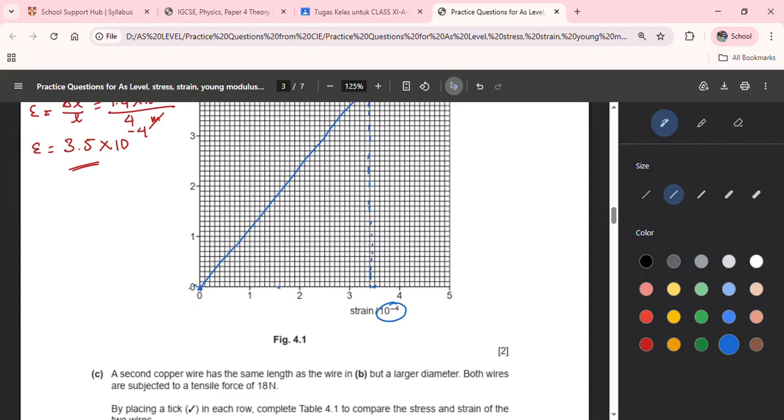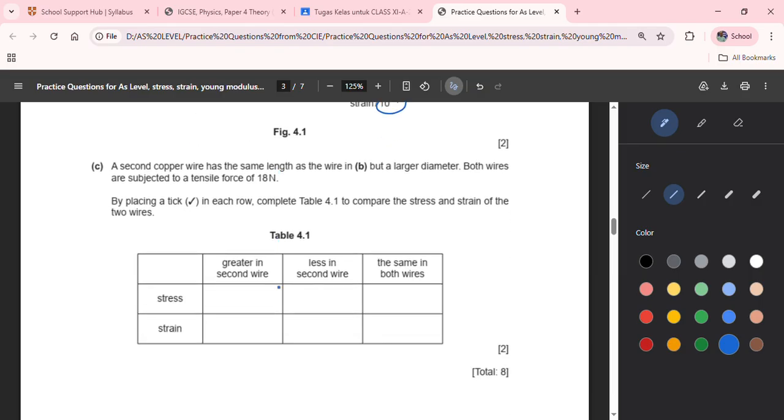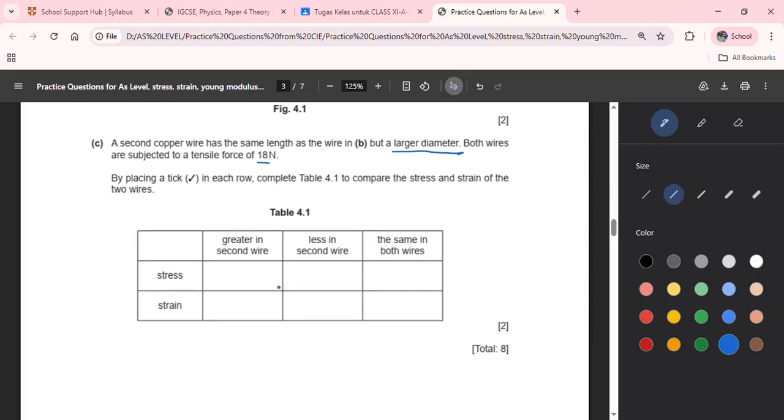Okay, anymore? A second copper wire has the same length as the wire in B but a larger diameter. Both wires are subjected to tensile force of 18. By placing a tick in each row, complete table 4.1 to compare the stress and strain of the wire. Okay, for the second wire, stress and strain, we have to compare.